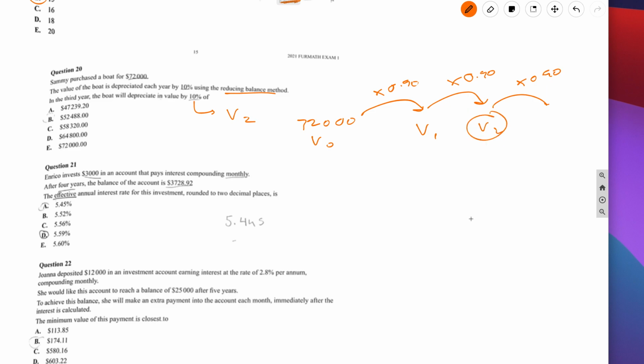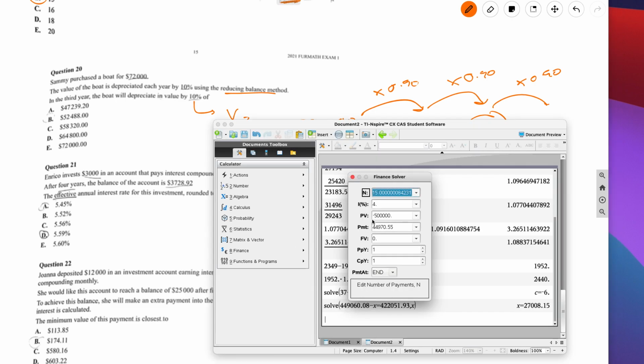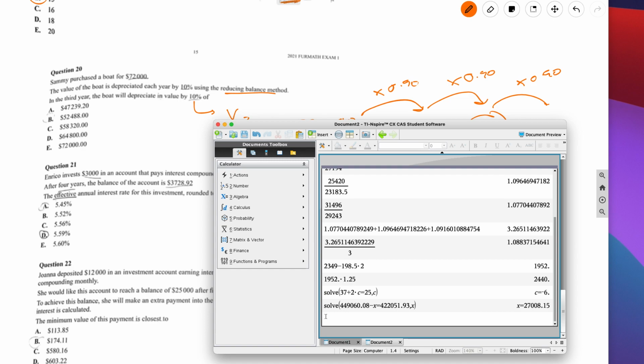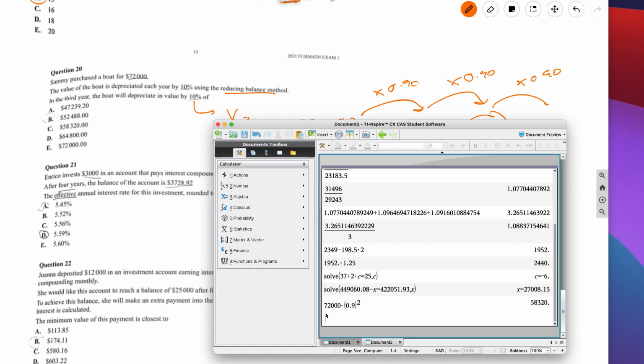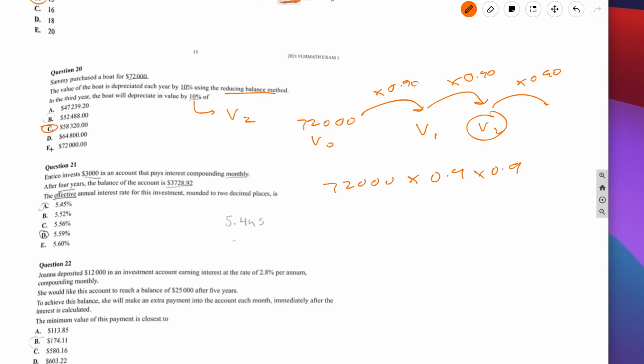V2. So we really need to work this out. So it's 72,000 times 0.9 times 0.9 or 0.9 squared. So we'll do that over here. Let me get rid of that. So 72,000 times 0.9 to the power 2. 0.9 times 0.9, 58,320 bucks. There we go.